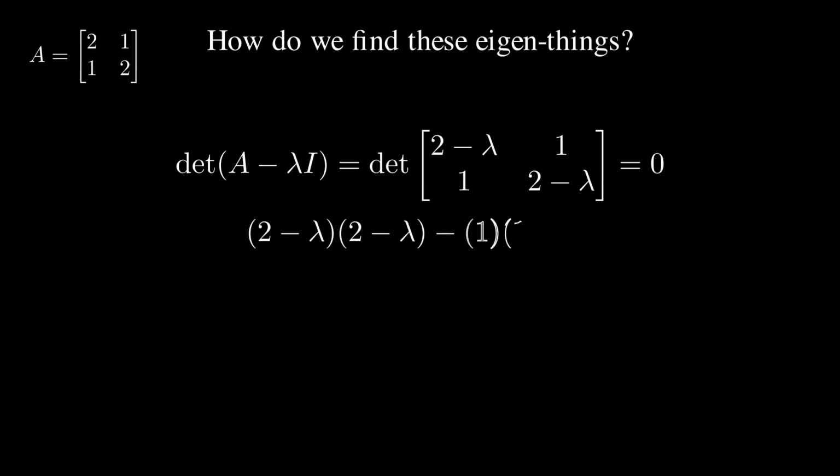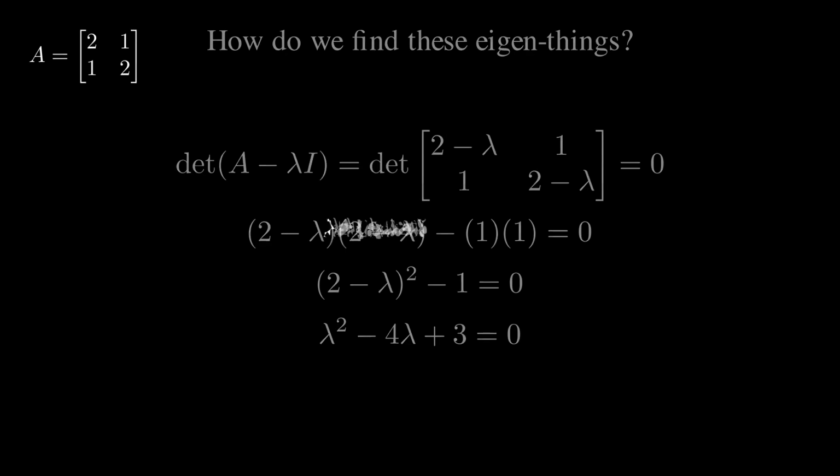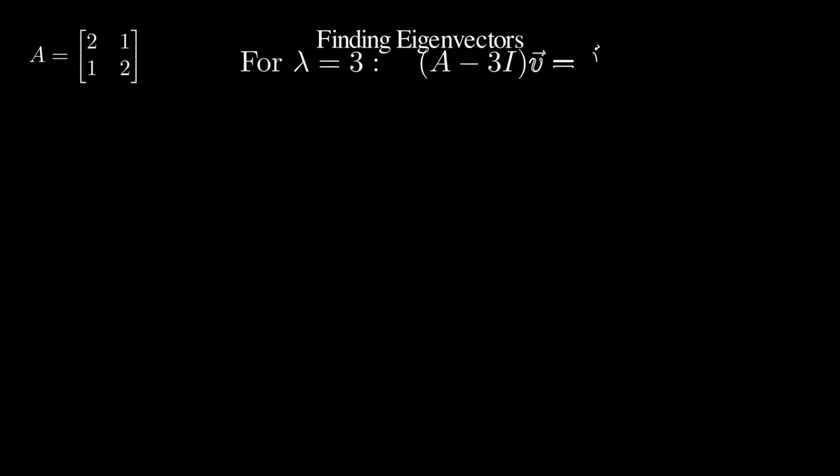Computing this determinant, we multiply diagonals and subtract products of off-diagonal elements. Simplifying this expression, we get a quadratic equation in lambda. Solving this quadratic equation, we find our eigenvalues are lambda equals 1 and lambda equals 3. Now, to find the eigenvector corresponding to lambda equals 3, we substitute this value back into our matrix equation.